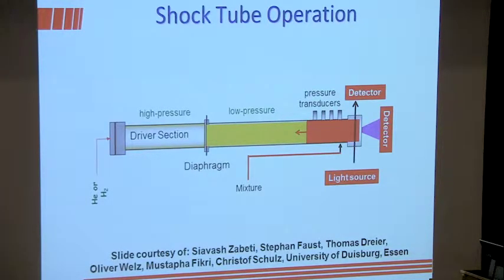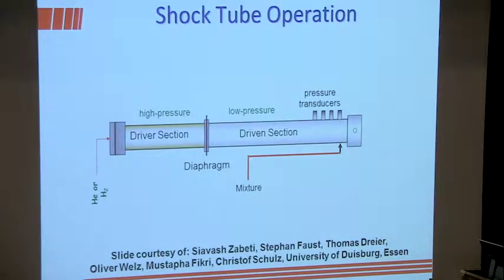One thing I want to show here: when this diaphragm bursts, there's an expansion fan. The shock wave goes in this direction, but there's an expansion fan that goes in the reverse direction. That expansion fan hits the end plate, reflects off it, and then travels back this way. And that expansion fan then catches up with the reflected shock, and they annihilate one another.